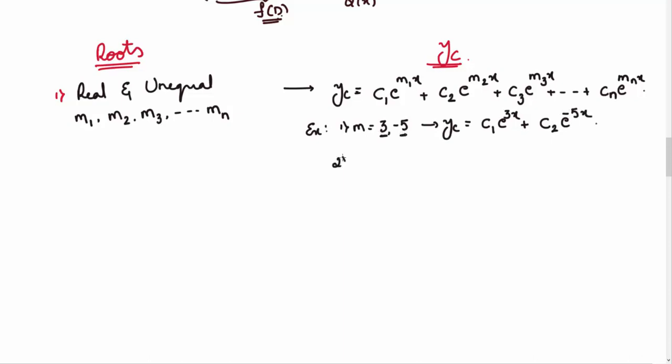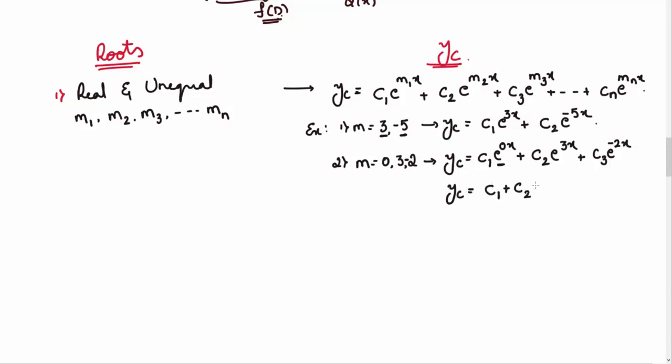Now in the same way, if I am taking the roots as 0, 3 and minus 2, let us say. As we are having 3 roots, we'll be writing yc as c1 e to the power 0x plus c2 e to the power 3x plus c3 e to the power minus 2x. Now since e to the power 0 is 1, yc will be of the form c1 plus c2 e to the power 3x plus c3 e to the power minus 2x. So this will be the value of yc.